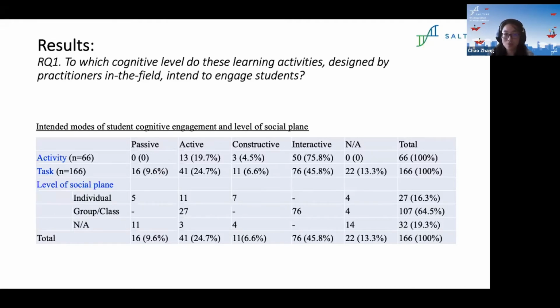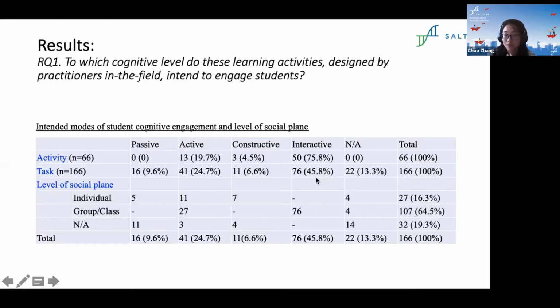And the results, so make a table. So in total, we have 66 activities, as Bojana introduced. The majority of them actually fall under interactive, which is the highest level of cognitive engagement, and a little bit scattered around the rest of the engagement levels. It's almost 75% of the entire activities, and almost 0.5% of the tasks.